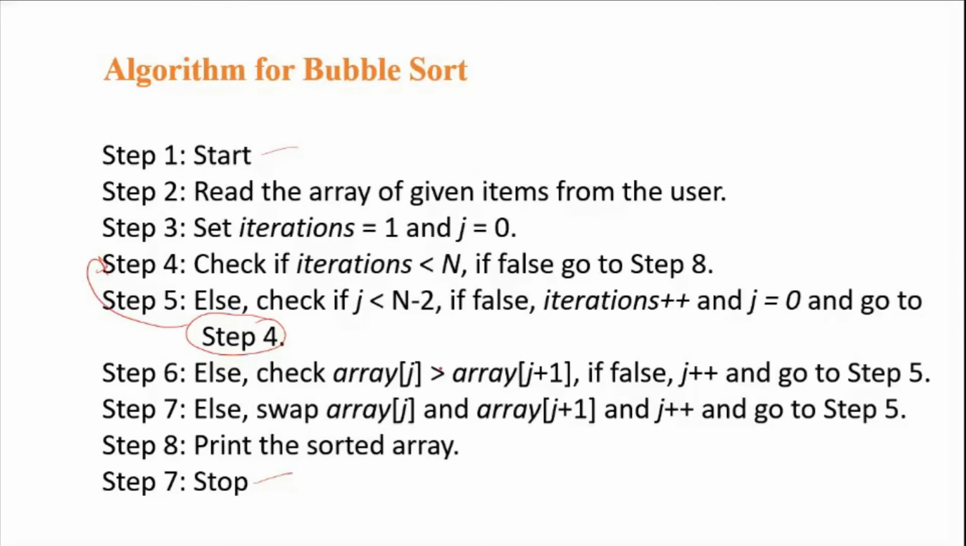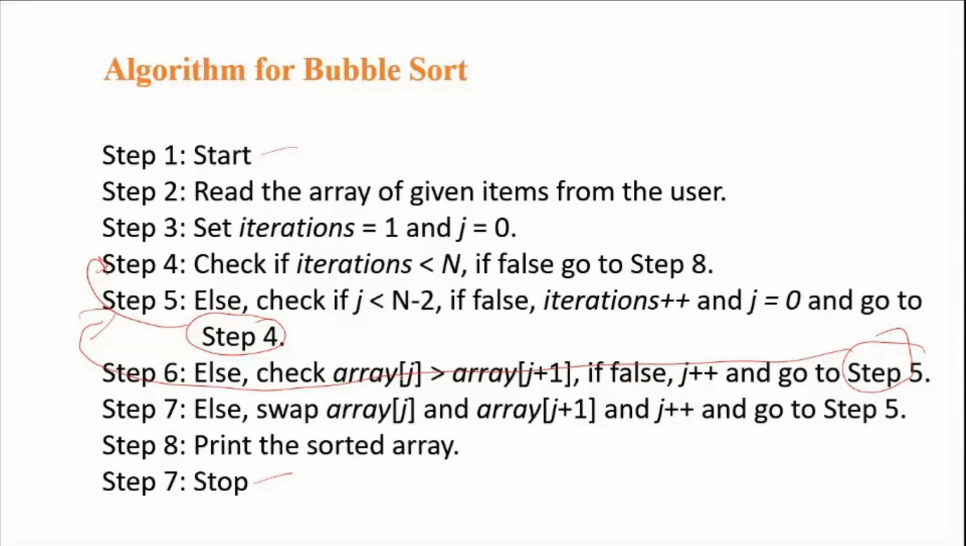So that sort of checking is being done. Again, if this is false, that is, if array j is not greater than array j plus 1, then we have to do nothing. We increase j plus plus, the value of j is increased. And again, we go back to step 5.